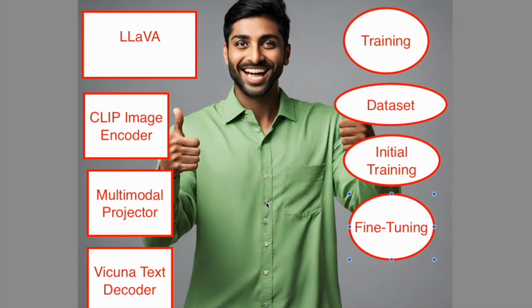Fine-tuning. In the second phase, the image encoder remains fixed, but the text decoder is allowed to learn along with the multimodal projector. This helps the model generate better textual responses based on the visual input.